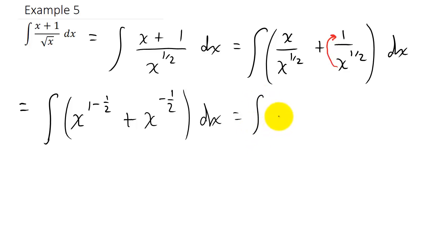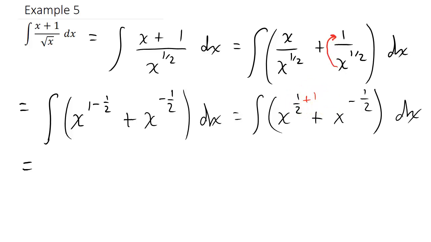And so now I've got x to the 1 minus 1/2 plus this x to the negative 1/2 dx. Now I'm ready to integrate because I've got everything in that form, x raised to a power plus x raised to a power. So now I'm going to add 1. Remember, we'll do each term. And so this is going to be x to the 1/2 plus 1, which is 3/2. And then I'll multiply by the reciprocal of the new exponent. So that's times 2/3.